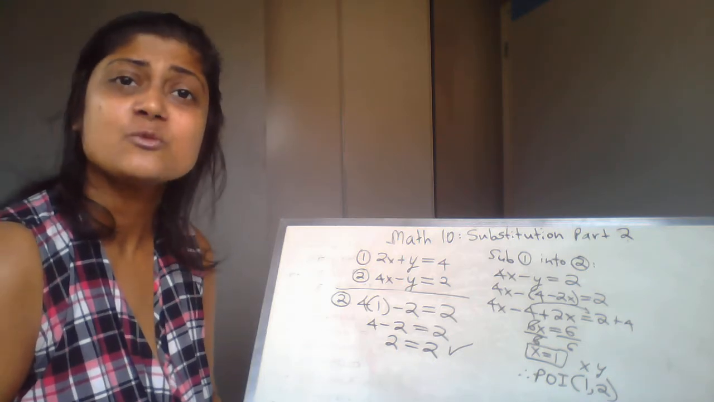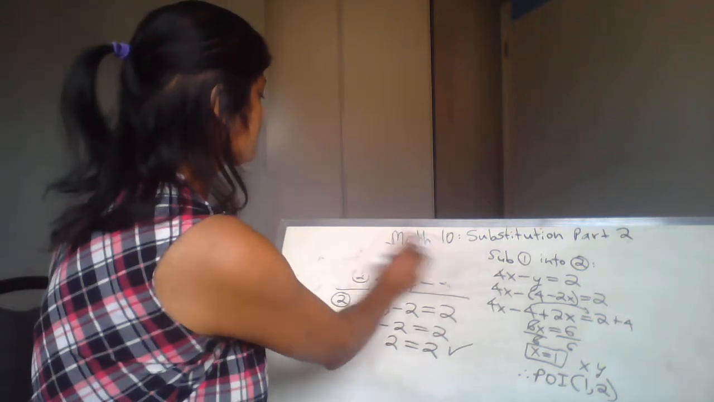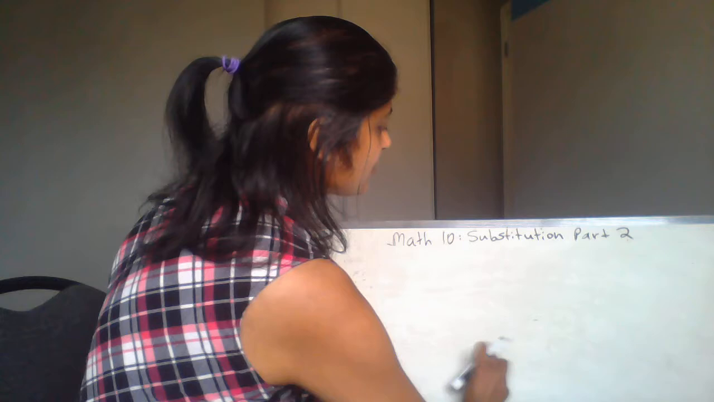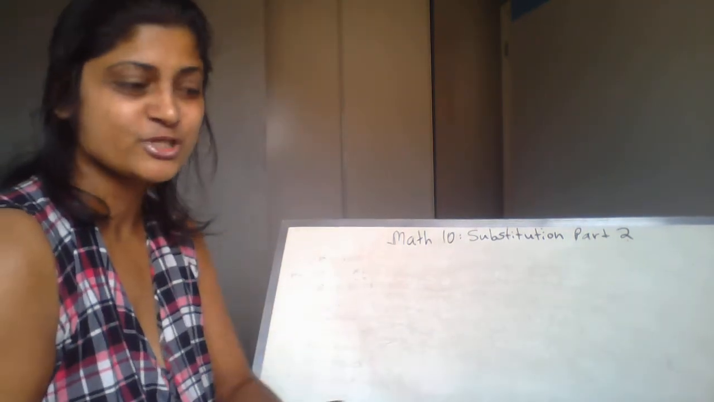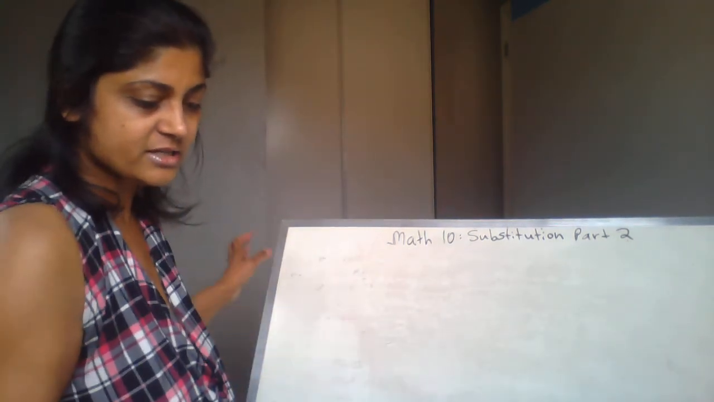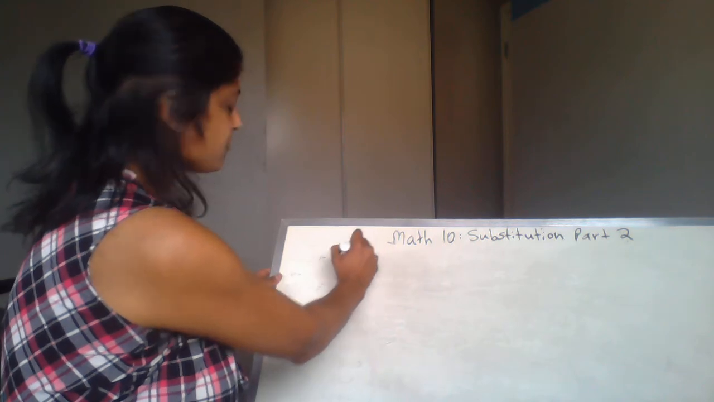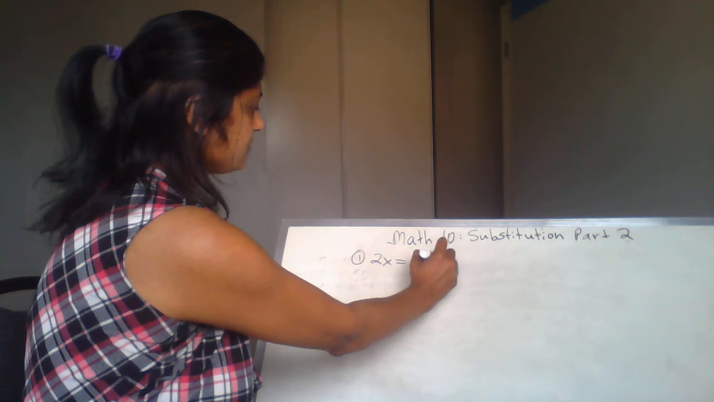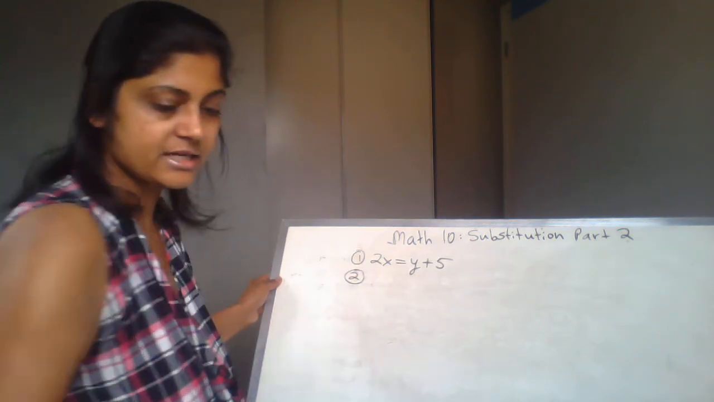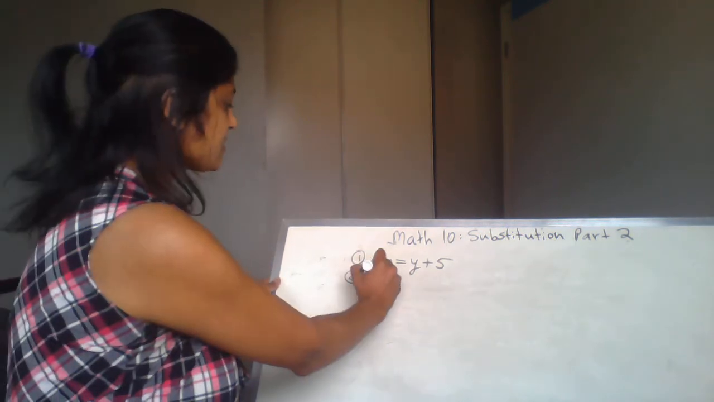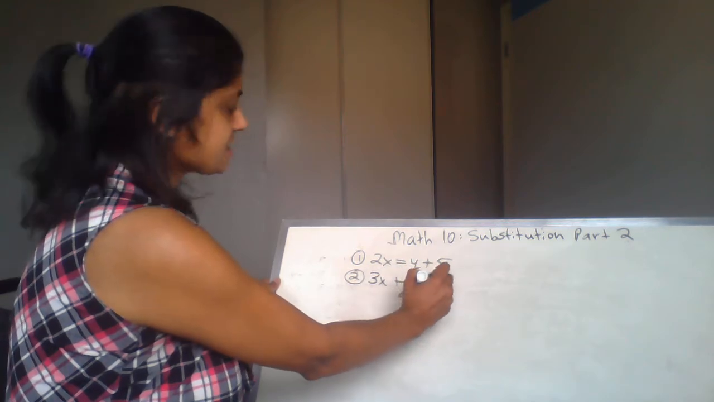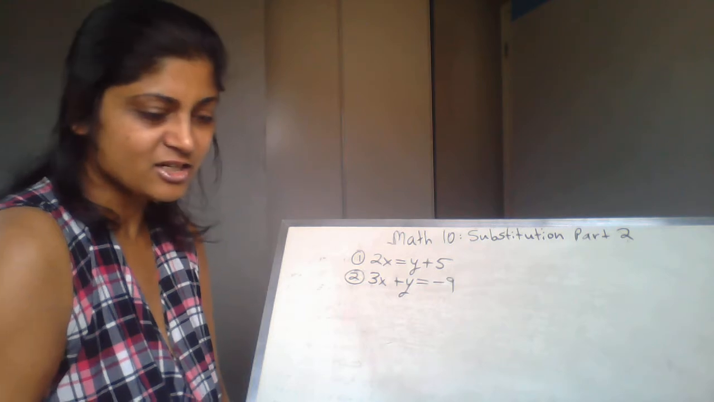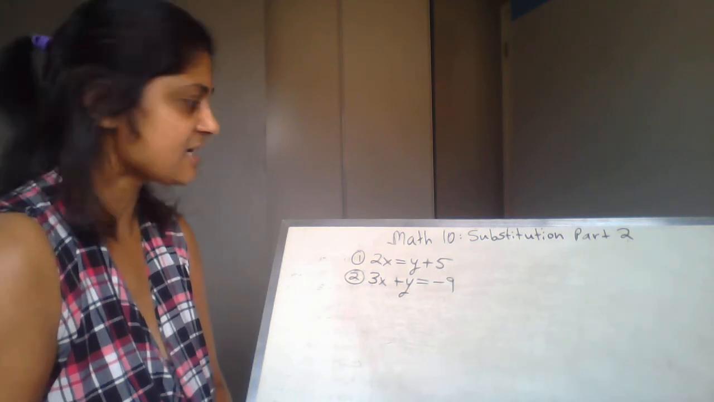Okay, with that, let's try one more example. All right, so I'm gonna take this off. And I can see that we are getting really good at the substitution method here. So let's try this example here. This is the first equation: 2x equals y plus 5. And the second equation here is 3x plus y equals negative 9.